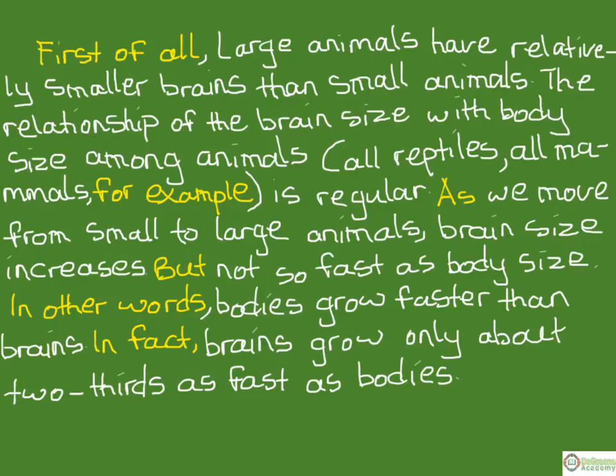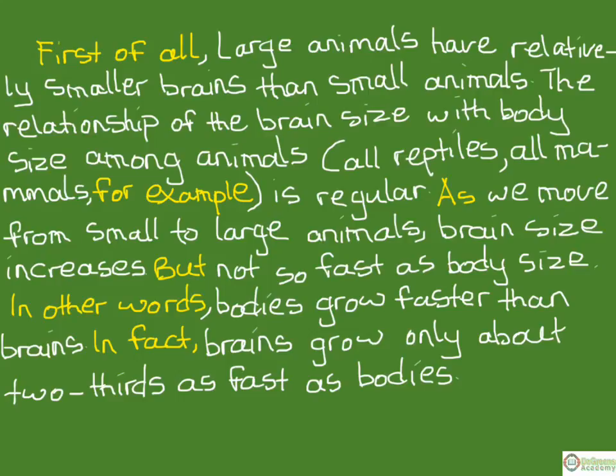It goes further again to say, "as we move from small to large animals," and the linking word there is "as." You see that it gives some kind of a progression, that as we move from small to large animals, the brain increases. And so "as" here is known as a linking word.